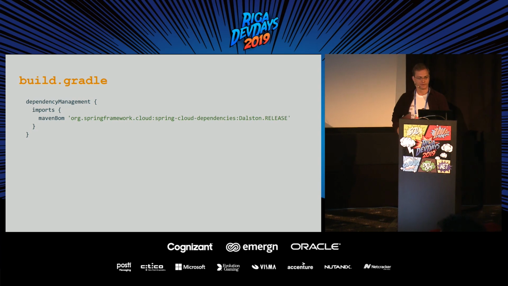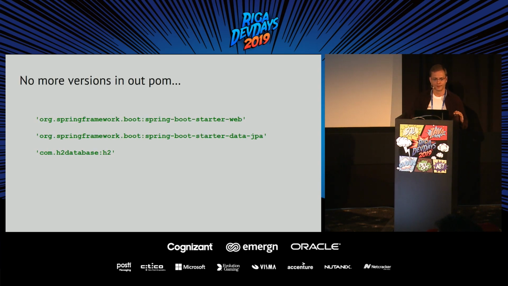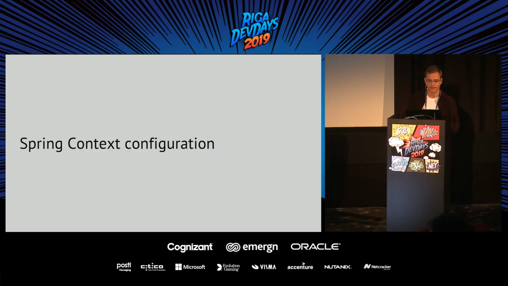Okay, the same for Gradle. As I already told, in our POM and in our build.gradle, we will not provide the versions at all because they will come from the parent or from the BOM.